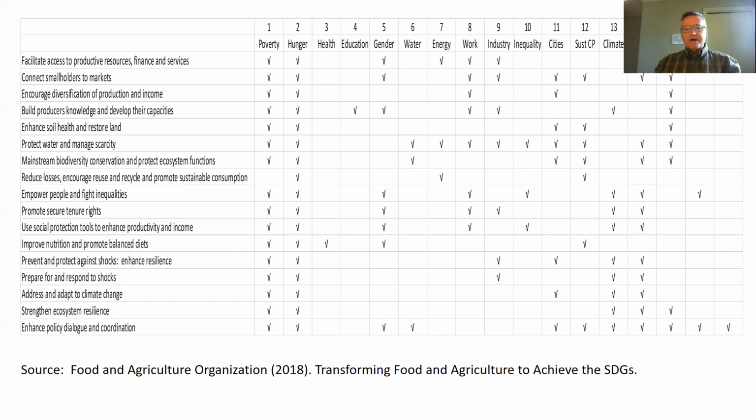So you see especially poverty goals 1, 2, 5, 8, 13, 14, 15 have many, many connections. And then you can see some of these activities tick off a lot of boxes, right? So you can see something like protect water, manage scarcity is linked to at least 13 of 17 goals.